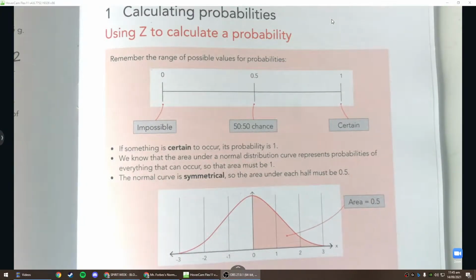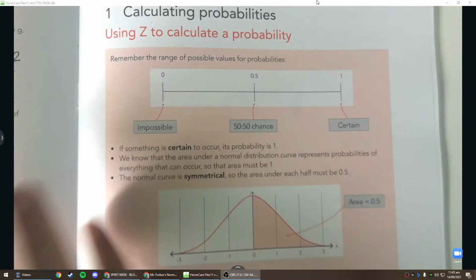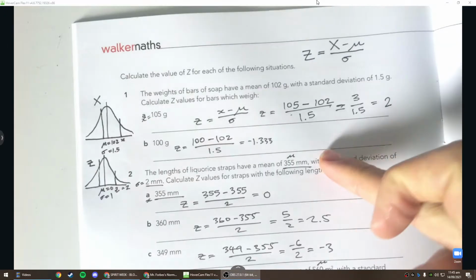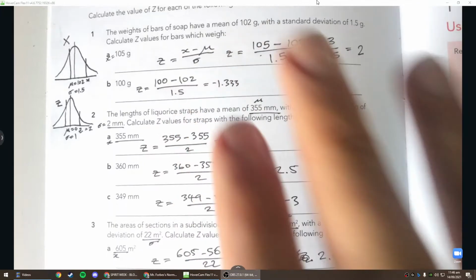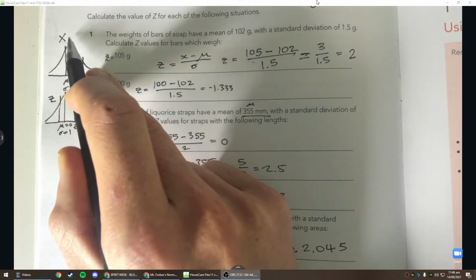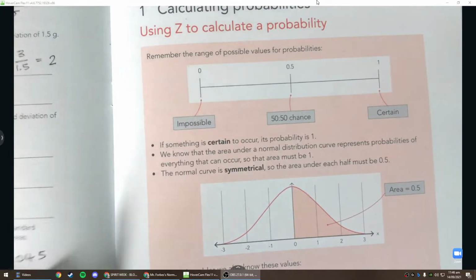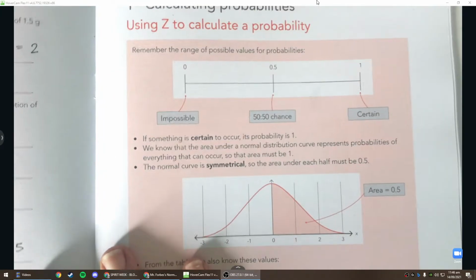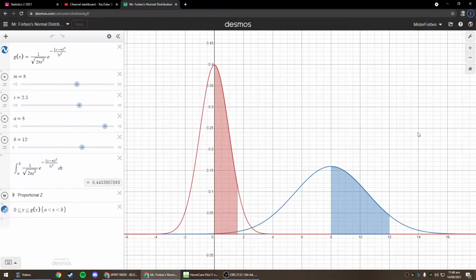Okay, so we're going to have a look at page 19 of the Probability Methods Walkermaths book. This page is talking to us about using what we worked out on page 18 to find probabilities. The whole point in page 18 was being able to go from x, which is our random variable, whatever we're looking at, and standardizing it to the z score or the z value. Today we're going to have a look at that z distribution a little more deeply.